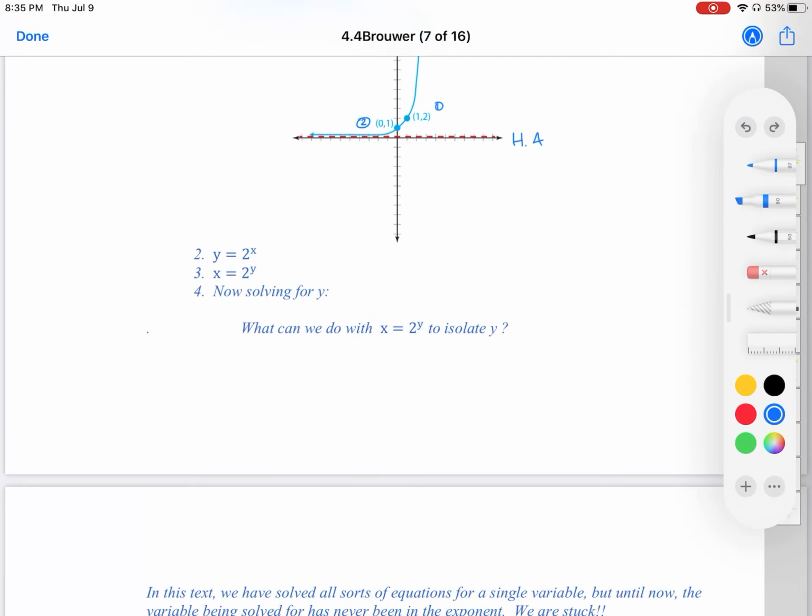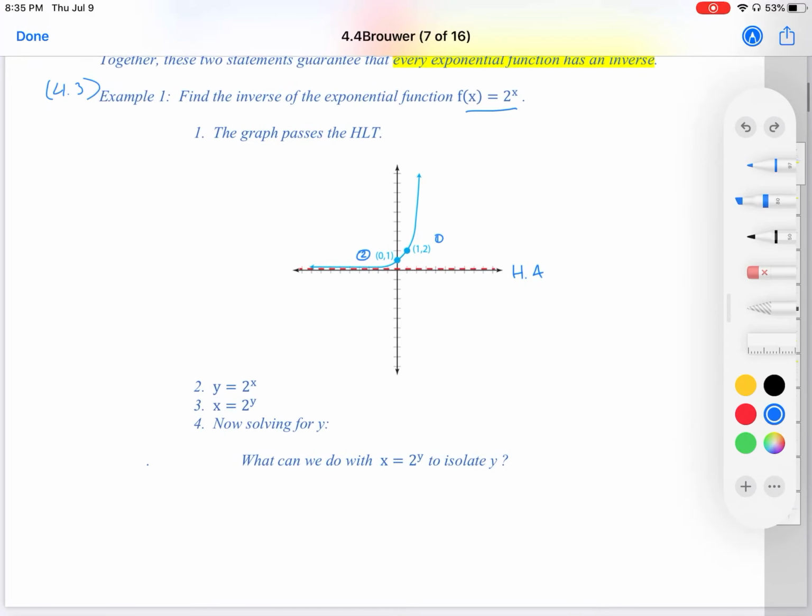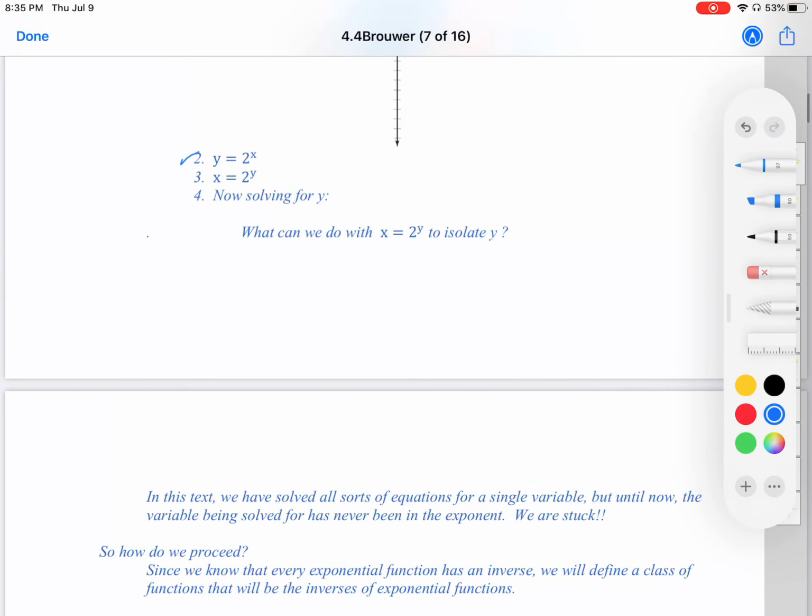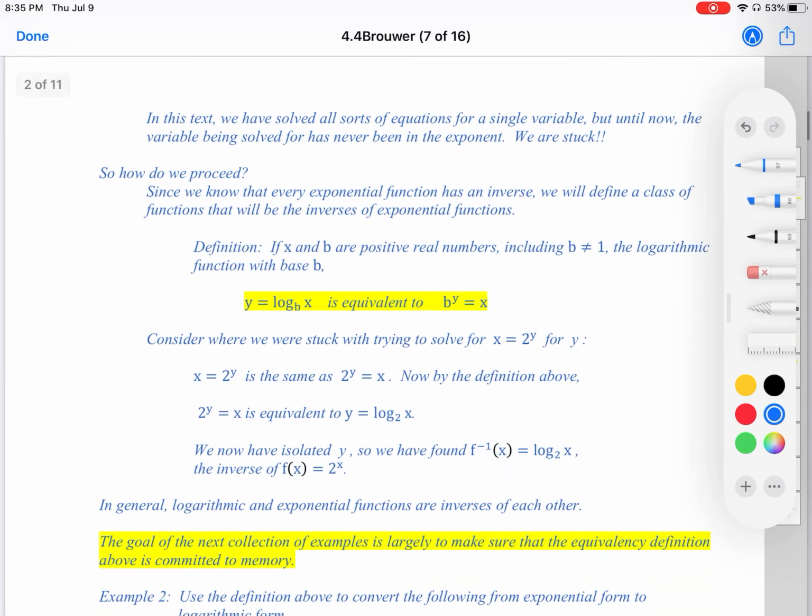All right, so let's find the inverse. Step 1, we show that it's one-to-one. Step 2, we change our function notation to y. Third step, we switch our x's and y's. And fourth step, we solve for y. So how do we solve for y if it's in the exponent's place? How do we isolate it? In this text, we have solved all sorts of equations with a single variable, but until now, the variable being solved for has never been in the exponent. We are stuck. How do we proceed?